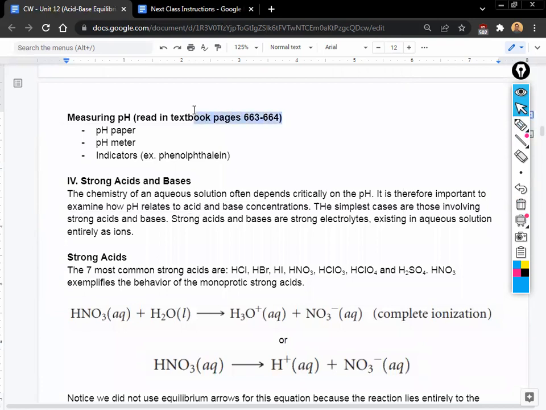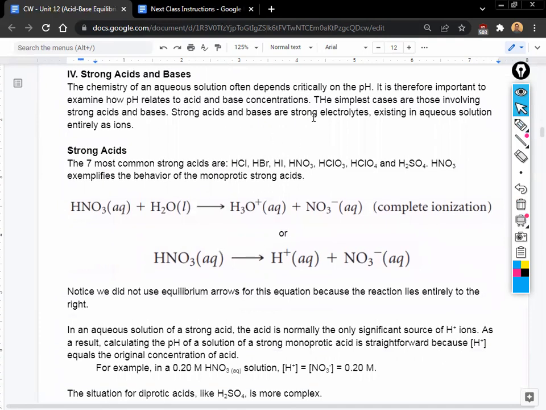Make sure you guys read these textbook pages about how to measure pH. There's different methods, and we'll be doing them in labs, so you'll just need to know how to do that. Okay, strong acids and bases.